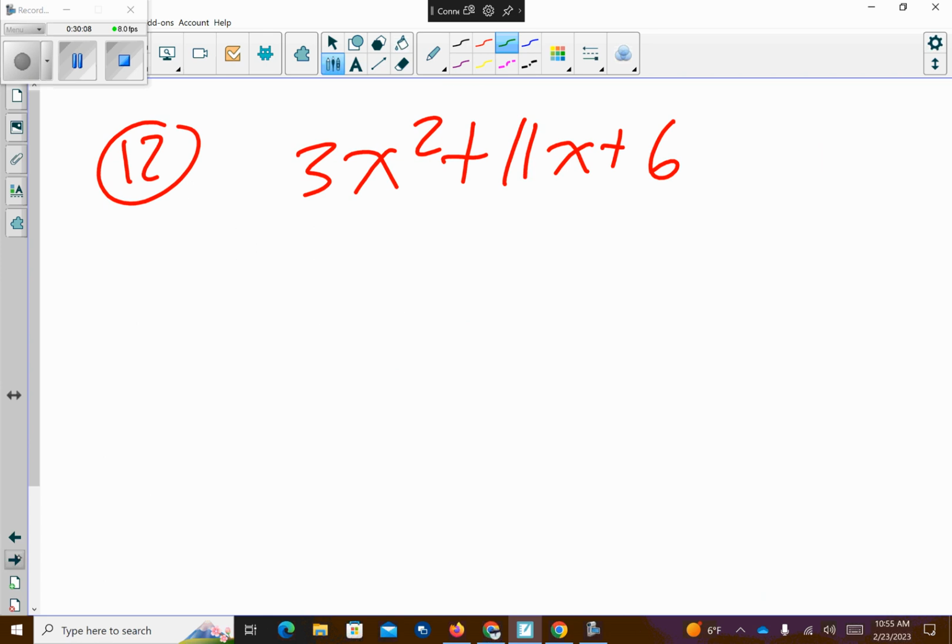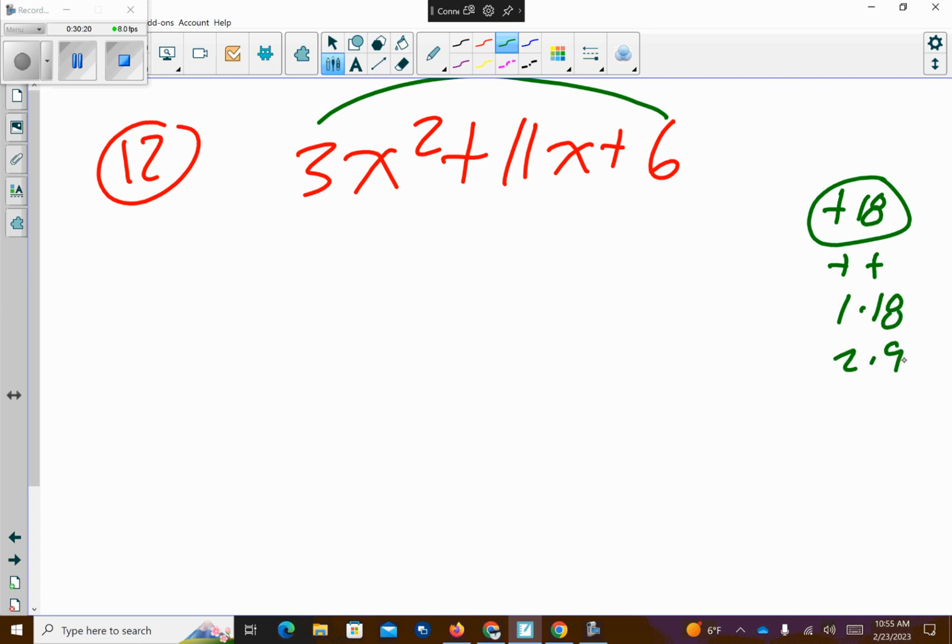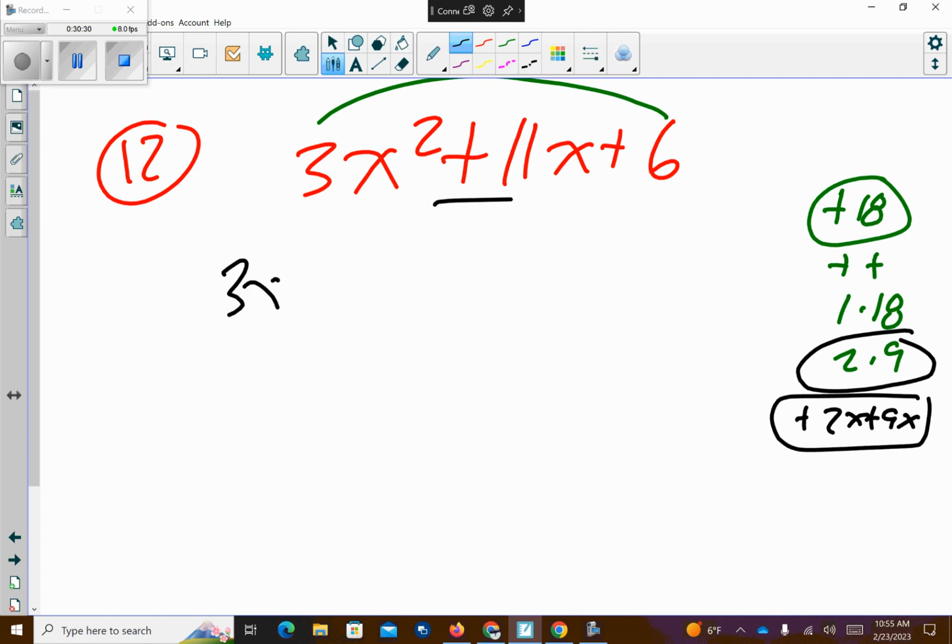All right. Let me just hit this one quickly. That's positive 18. Both signs positive or both signs negative? Good. Everything's positive in the problem, so it's already positive. 1 and 18, 2 and 9. Can I stop there? Because 2 and 9, so positive 2x, positive 9x. That's going to squeeze in right there. Whatever order I want, just make sure you keep the signs the same.